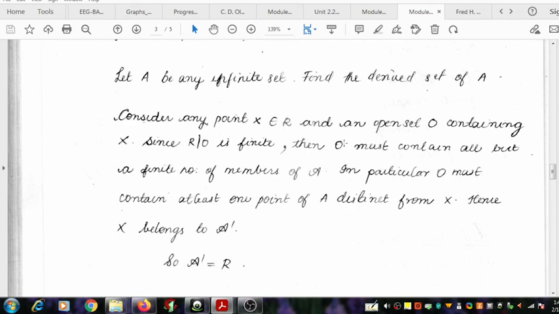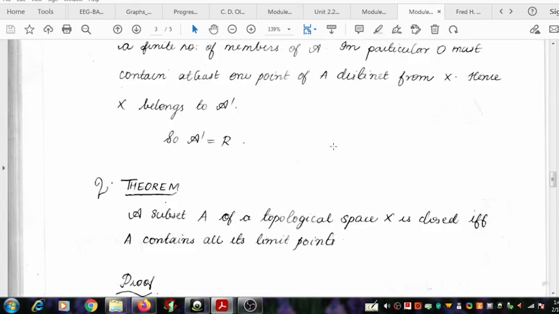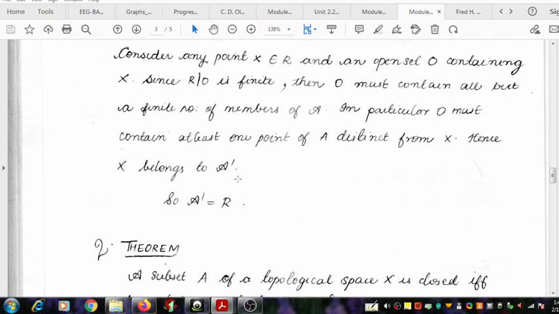Since we have chosen small x as an arbitrary element of capital R, the same arguments and all the above steps will follow without any question in the case of every real number chosen arbitrarily from R. Therefore every real number is a limit point of the set A, and the derived set of A is equal to R. And that's the end of that question.